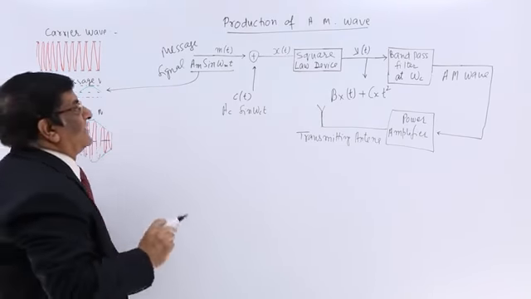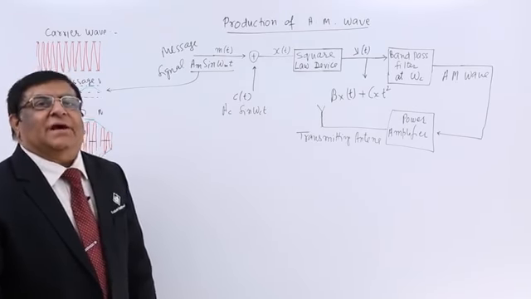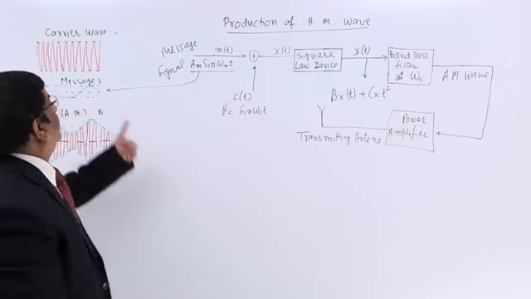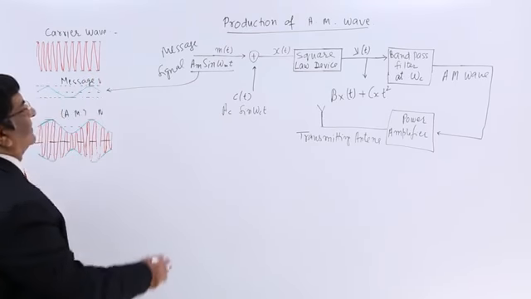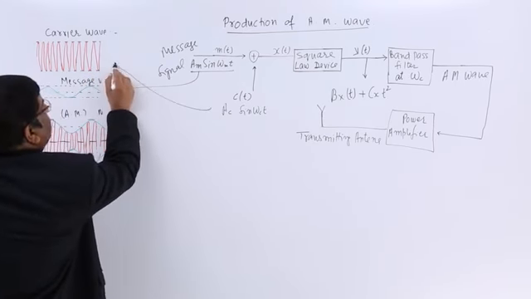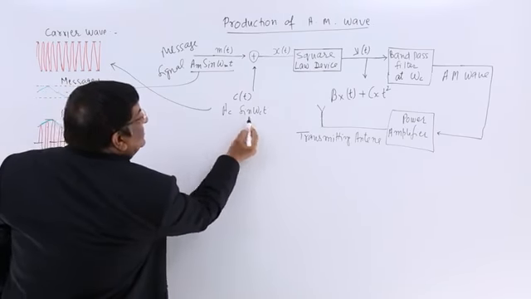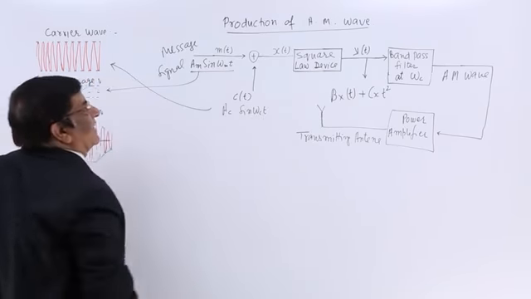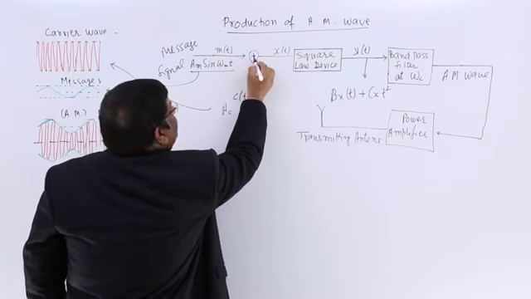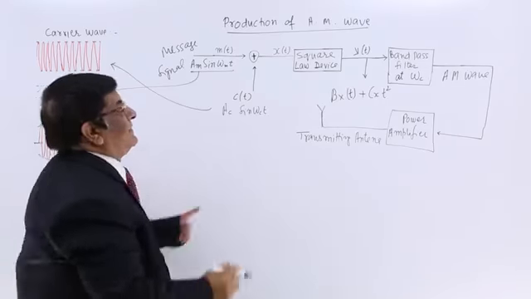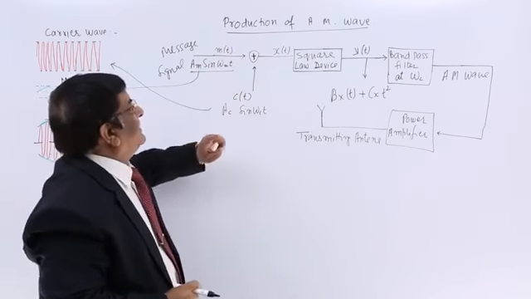Then from another source we get the carrier wave, which is a high frequency wave. This is the carrier wave, and its equation is amplitude, frequency, A sin omega t. These two are mixed together. They are given to a single conductor, so they combine together.